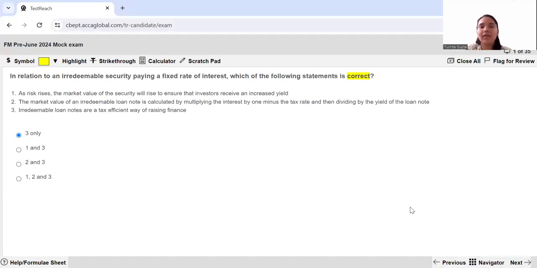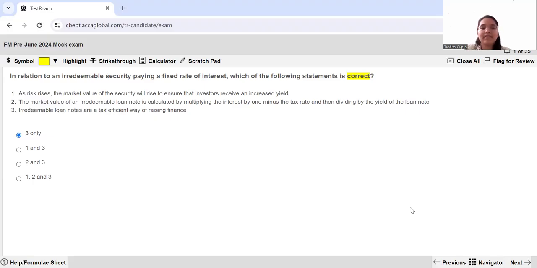In relation to an irredeemable security paying a fixed rate of interest, which of the following statements is correct? Now, please pay attention to the fact that I have highlighted over here which statement you have to identify is correct. Be mindful that in your exam, the examiner can also ask you to identify the incorrect statements. So make sure you're clear at the back of your mind what exactly is the requirement. Are you supposed to identify the correct statements or the incorrect ones? So let us move towards the statements and see which one is correct.